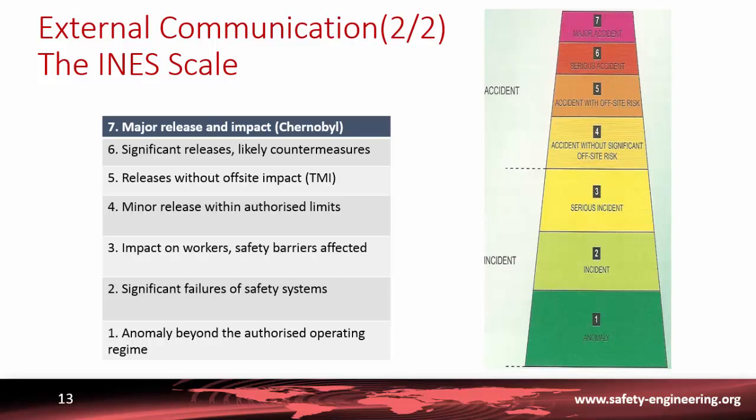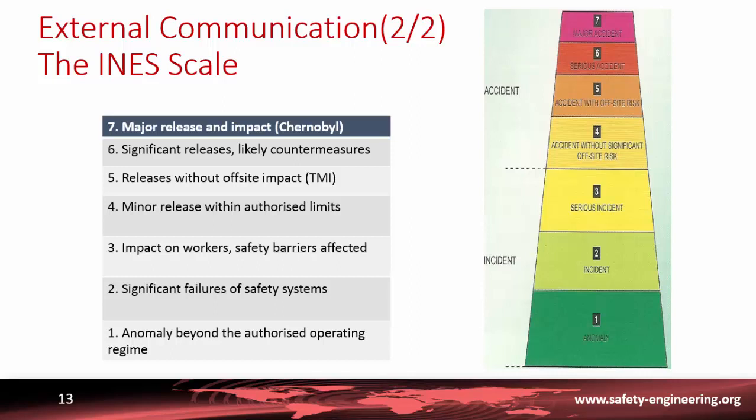In terms of reporting events, the International Atomic Energy Agency in Vienna developed a communication scale called the International Nuclear Event Scale, INES, to categorize the various events that could happen on the plant according to their consequences. And there are seven levels in this communication scale, starting from the small anomaly without any consequence. It's just the fact that something happens which puts the plant outside the authorized operating regime. This is level one.